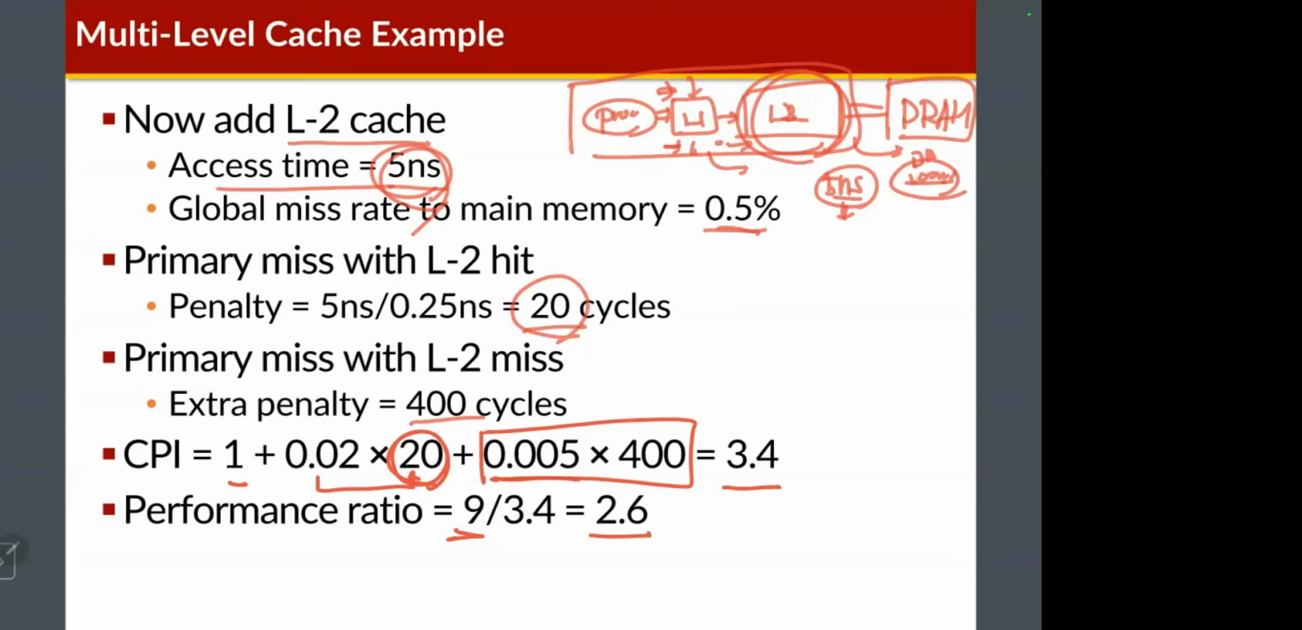But we need to add the internal cache inside of a processor, and SRAM is more expensive than DRAM. But with this added cache, we can improve the performance dramatically, like 2.6 times, right? So with this multi-level cache, we can invest more hardware resources in L2, and with this investment, we can increase the performance dramatically.